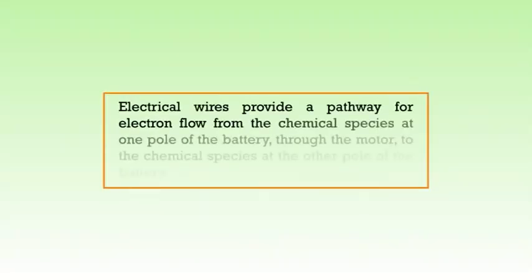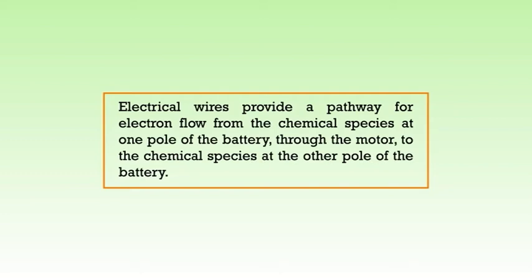Now let's see how the flow of electrons can do biological work. Every time we use a motor, an electric light or heater, or a spark to ignite fuel in a car engine, we use the flow of electrons to accomplish work. In the circuit that powers the motor, the source of electrons can be a battery containing two chemical species that differ in affinity for electrons. Electrical wires provide a pathway for electron flow from the chemical species at one pole of the battery through the motor to the chemical species at the other pole of the battery.